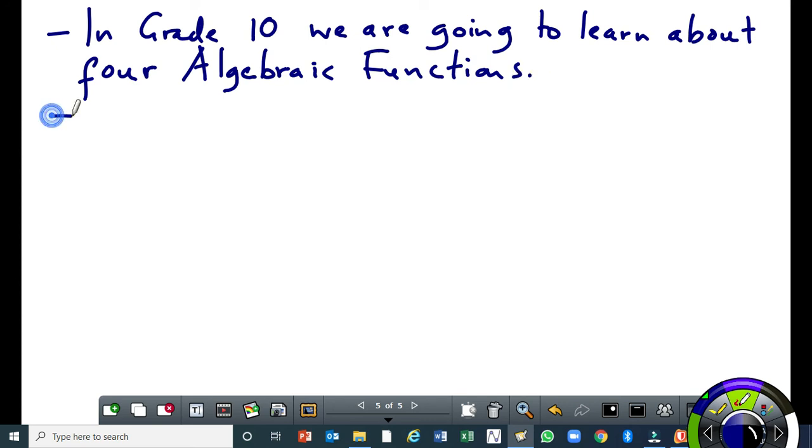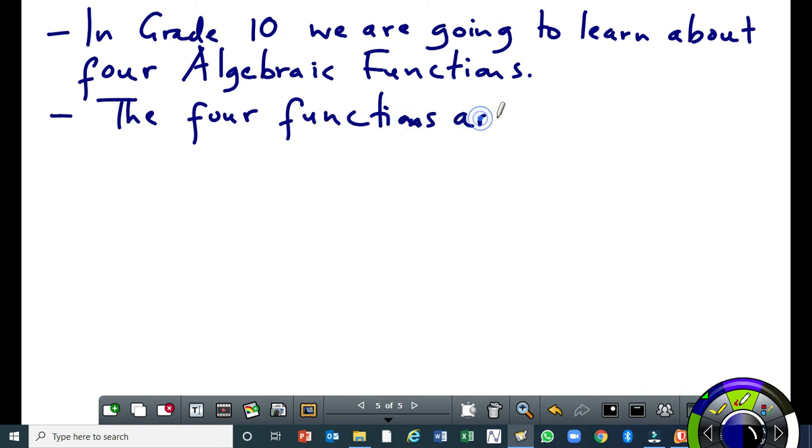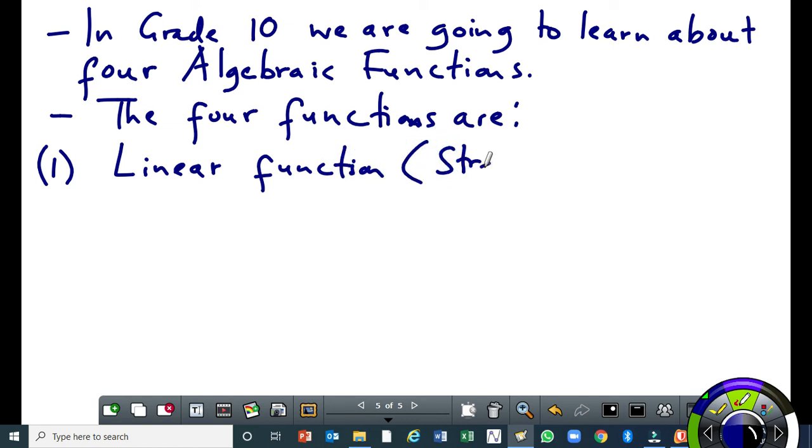Right, the 4 functions are, let's list them. Then I'm going to talk about them one by one. We'll start with the linear, which is grade 9 revision. Linear function. Okay, this is also called the straight line.